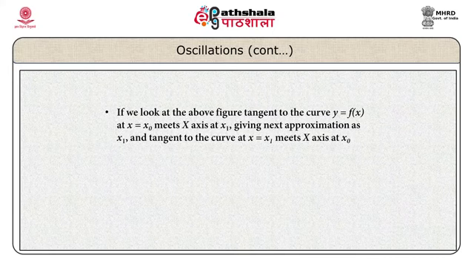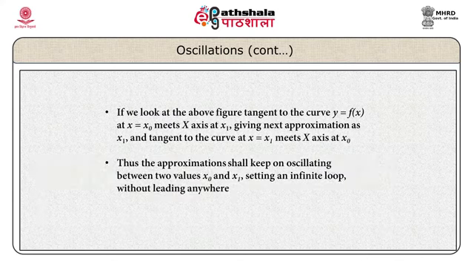See, here it is x0, the tangent is drawn, it meets the x axis at x1, and again when we draw the tangent to the curve at x1, f x1, it meets the x axis at x0. So, the approximations will only keep on oscillating between x0 and x1, or sometimes it may happen that it is almost x0, a little different from x0, which will lead to slow convergence.